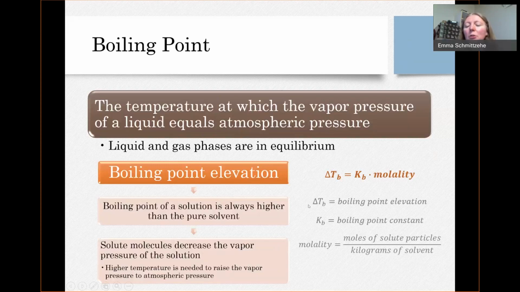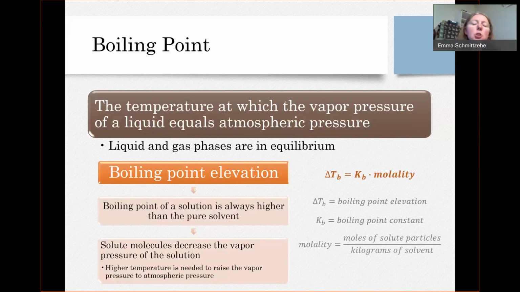Okay, so the delta TB part is the boiling point elevation. So it's not the actual boiling point, it's telling you how much it's going to increase. So if you know the delta TB, you add that to the boiling point. So if it's an aqueous solution, you calculate this and you add it to 100. Okay, so it tells you how many degrees above the boiling point it's going to go.